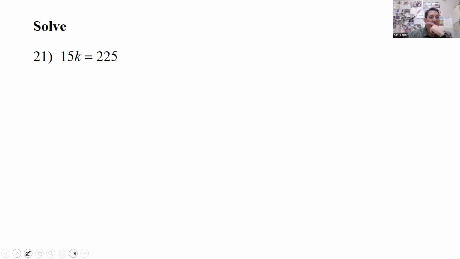All right. Moving on. Here, this is very important to remember when you have a number right next to a letter. So this is called a coefficient. 15 is a coefficient of the variable. The operation being done, this is multiplication. We are multiplying. This is 15 times k.